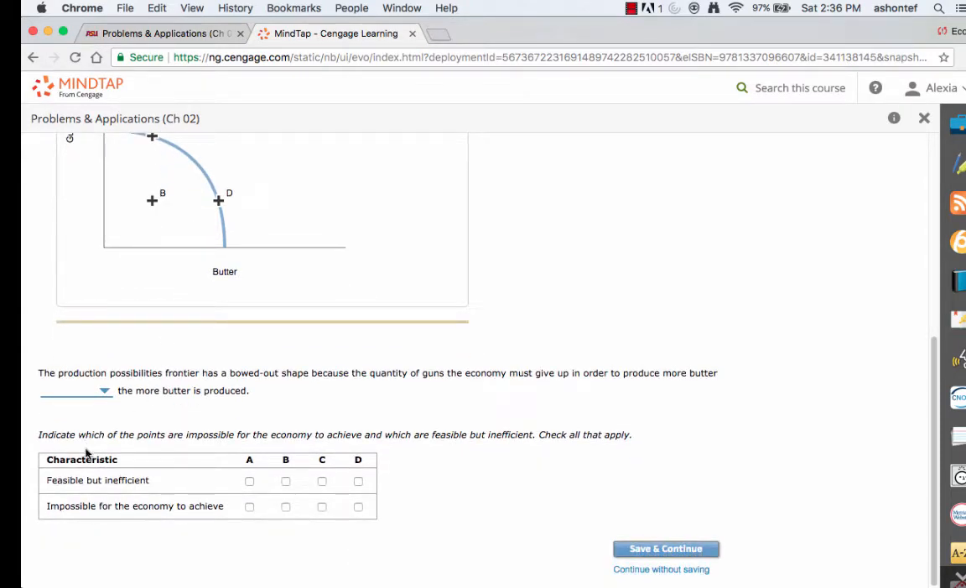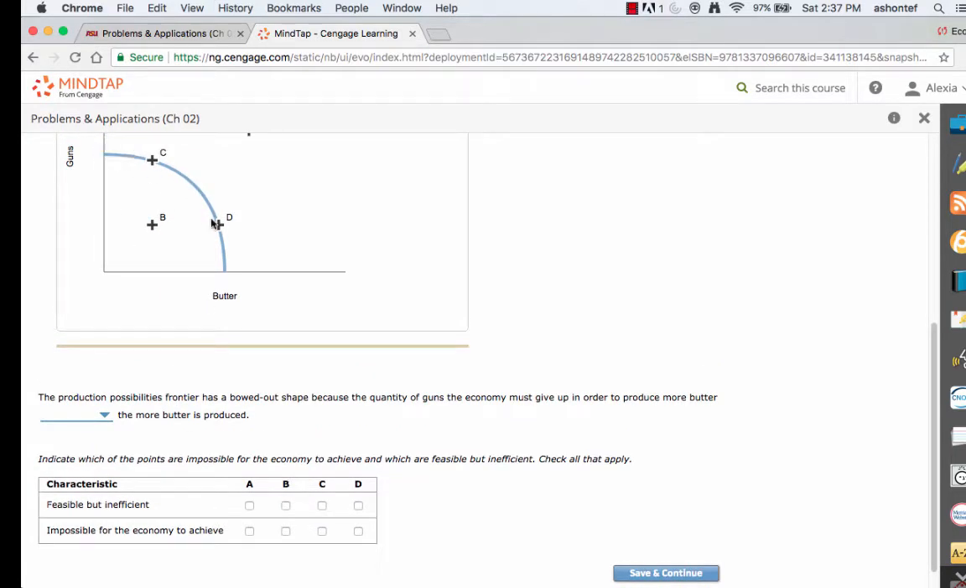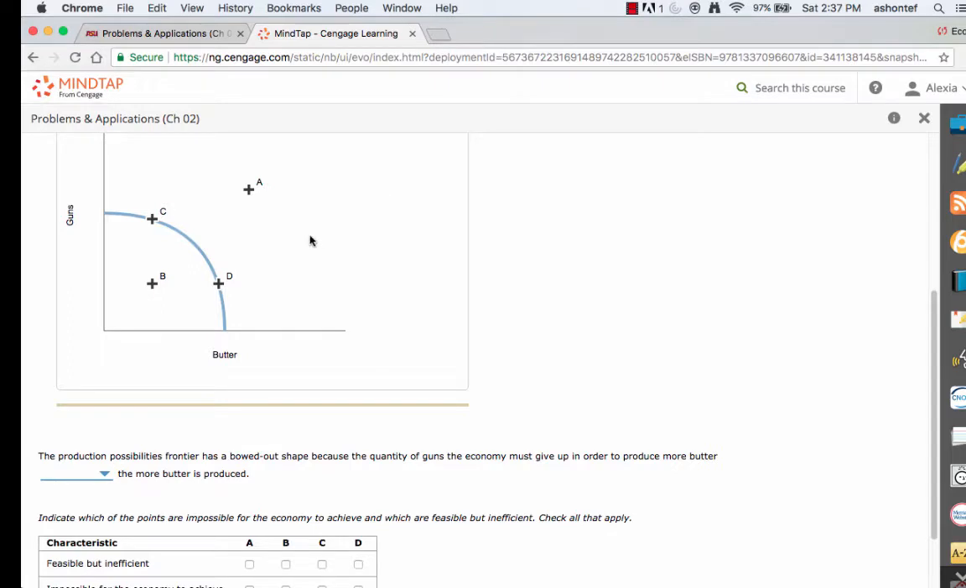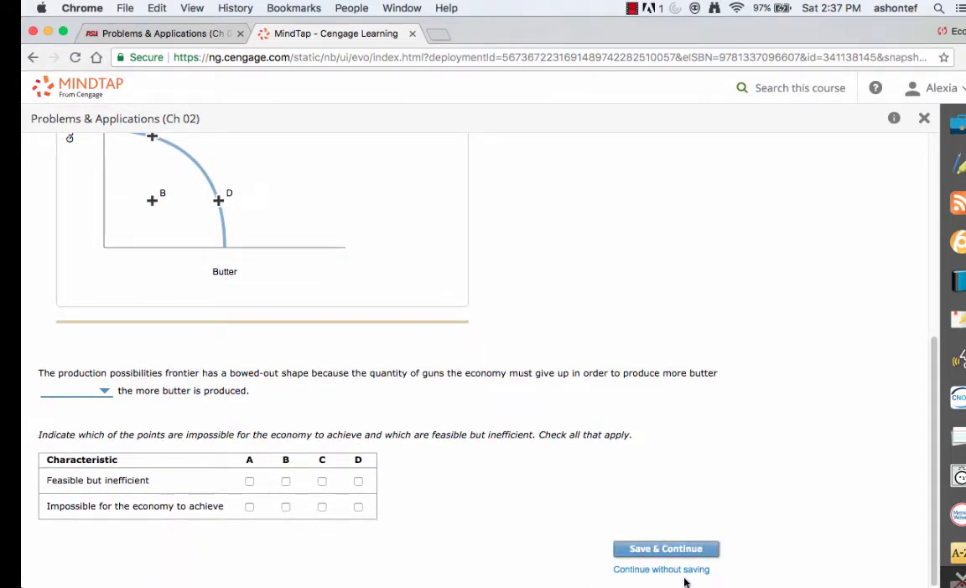And then here, this is just asking, and I just went over this, what the different points mean. So remember, feasible means it's possible. That's what feasible means. And so it says feasible but inefficient. So remember, anything inside the PPC is possible or feasible, but it's not efficient because we're not using all our resources. Anything on the PPF is possible and is efficient, and any point outside of the PPF are the impossible to achieve at this moment in time.